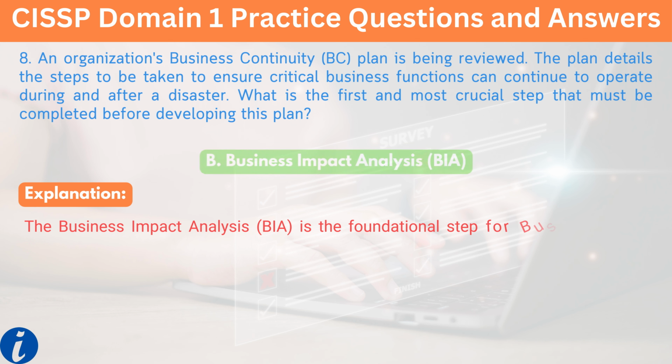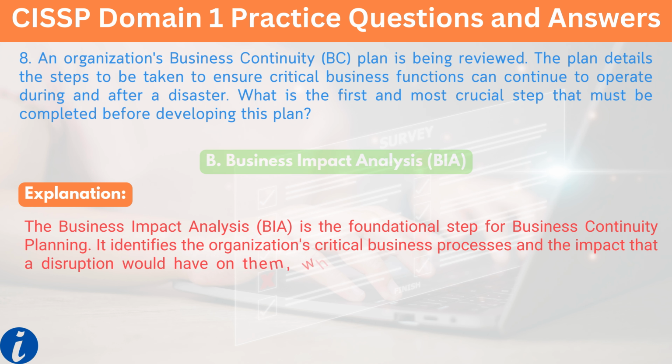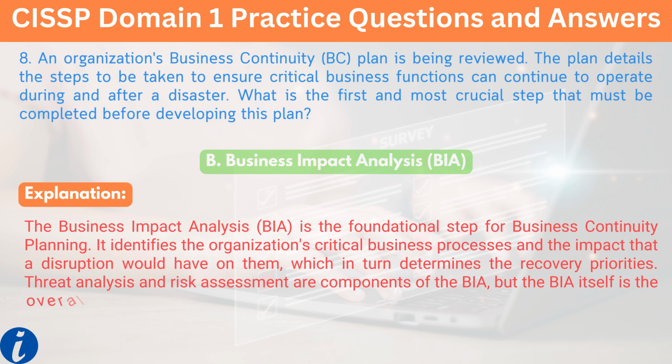Business impact analysis, BIA. Explanation. The business impact analysis, BIA, is the foundational step for business continuity planning. It identifies the organization's critical business processes and the impact that a disruption would have on them, which in turn determines the recovery priorities. Threat analysis and risk assessment are components of the BIA, but the BIA itself is the overall process.